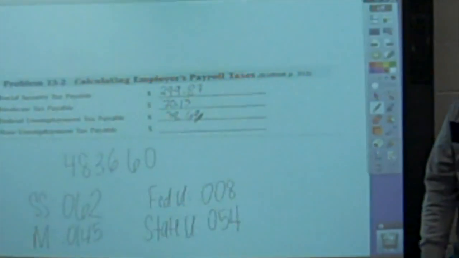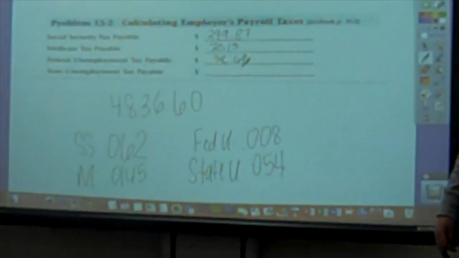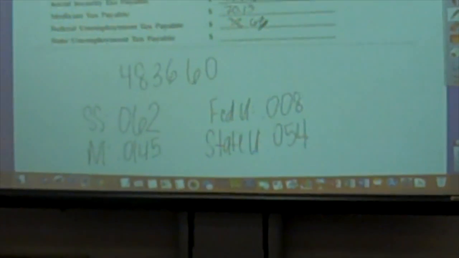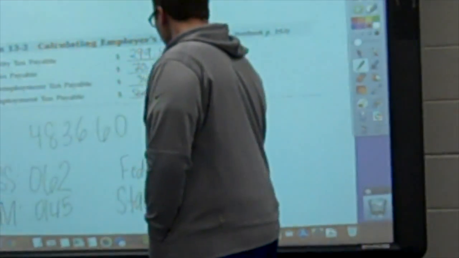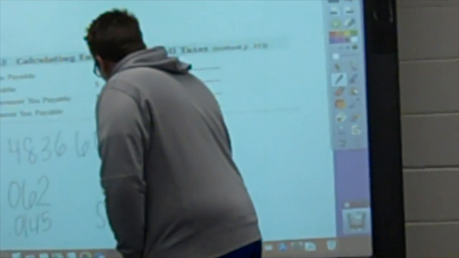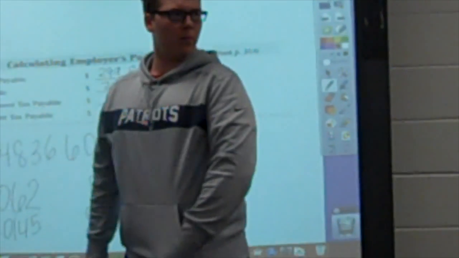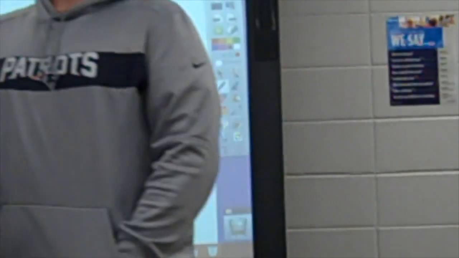All right, now we have our state unemployment tax. Our state unemployment tax is that 5.4%, and we're just going to multiply that out again. And what are we getting? $261.18. Does everyone understand how we're finding our taxes payable? Yes, ma'am. We're just going to use those percentages and multiply them. Remember to always move your decimal place. All right. So now we're going to work on 13.4.